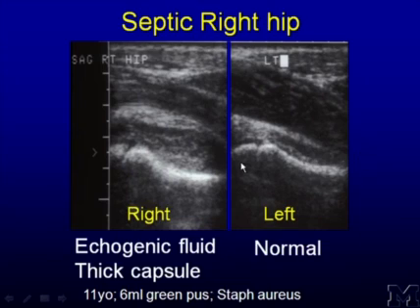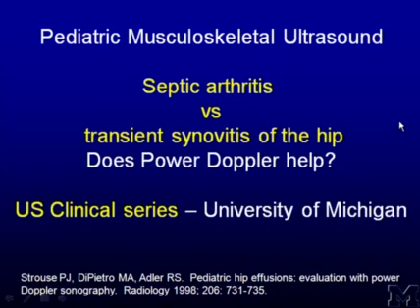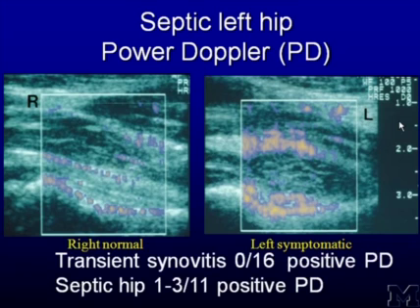Now, here's a child who had a septic hip. This is the normal side. On the abnormal side, the capsule is thick and very echogenic. Clinically, that's what they were worried about, and they got pus with Staph aureus. And this makes sense, but we have also had septic hips where it didn't look anything like this at all. It looked rather clear, so you just don't know. We did a series using Power Doppler to see if that could perhaps help.